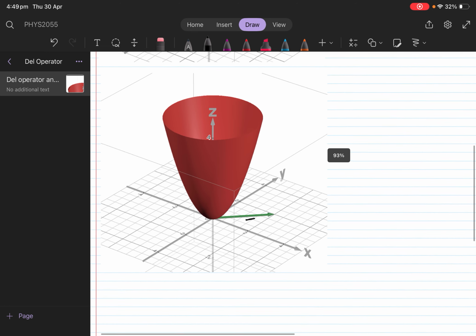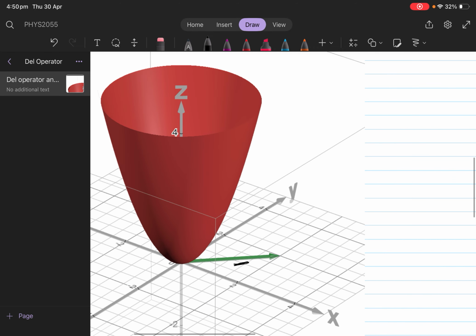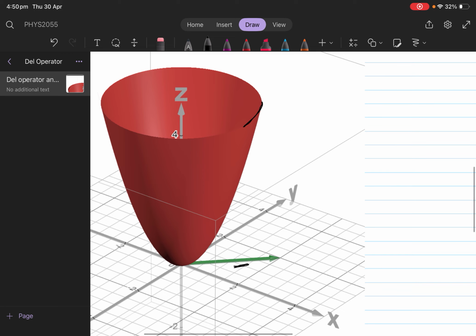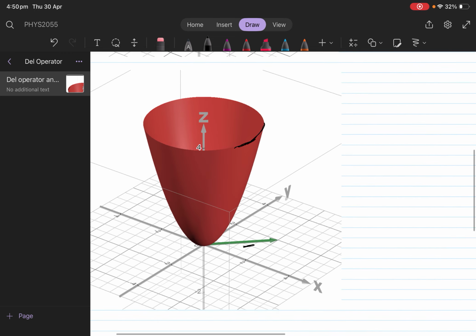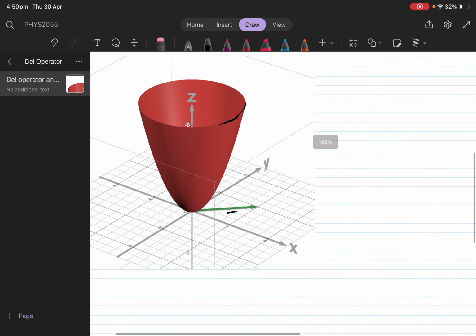In a more applicable scenario, if this was a scalar field representing temperature, this would point in the direction of the greatest increase in temperature. Seeing as that temperature is the highest at this outer region, this vector would point in the direction of this greatest increase in temperature.